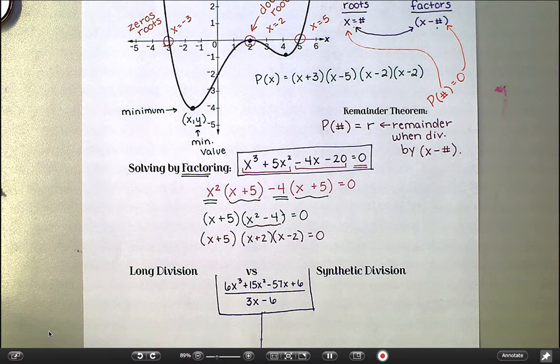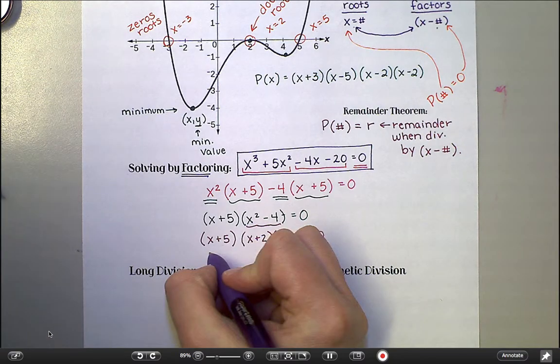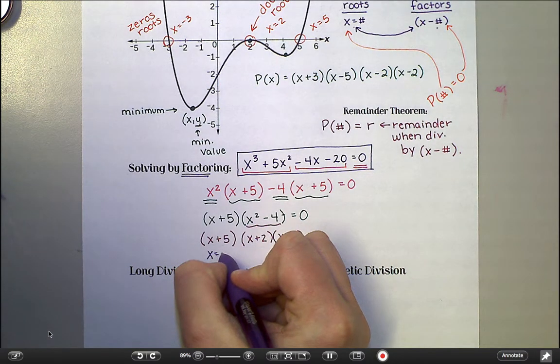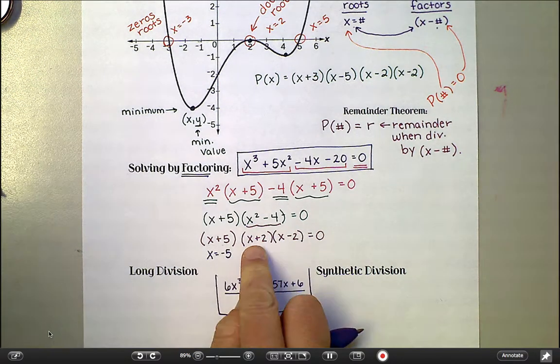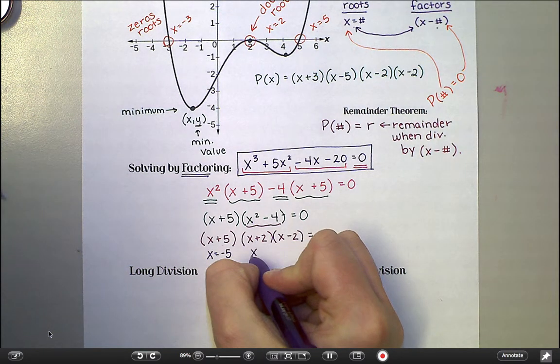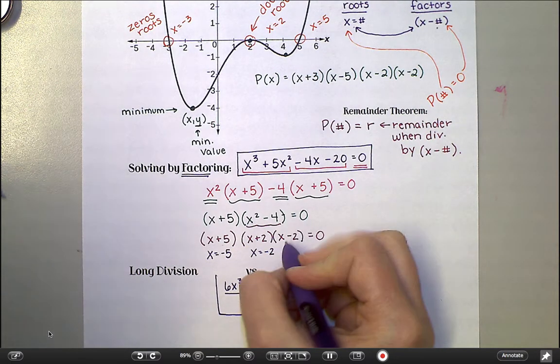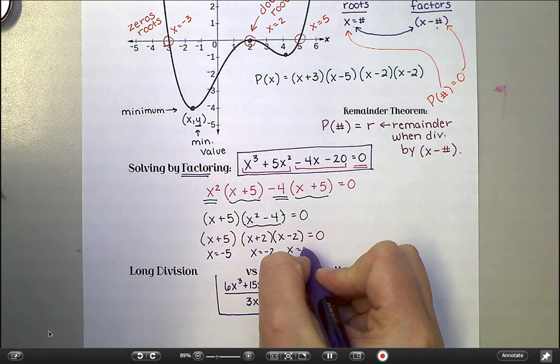For this first piece, x plus 5, if I wanted that to equal 0, I would make x equal to negative 5. For this piece here, if I wanted this to equal 0, I would make x be a negative 2. And for this one here, if x minus 2 is equal to 0, x would equal positive 2.